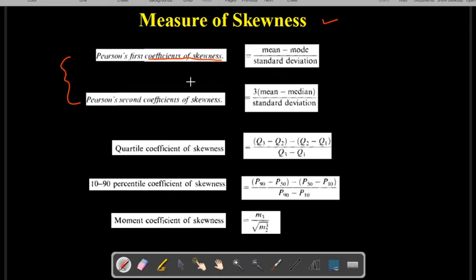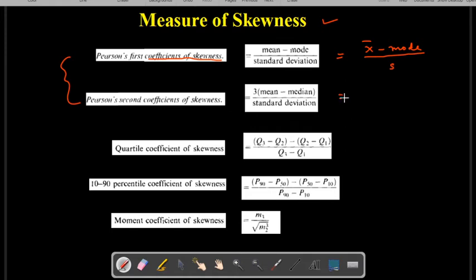What is the first formula? Pearson's first coefficient of skewness means mean minus mode by standard deviation. Or another way, how can you write? X bar minus mode divided by standard deviation, which we will write as S, correct? So this is the representation. And using the empirical formula you can avoid the mode term and write it with the mean and median terms, that is written here. So that is called Pearson's second coefficient of skewness.